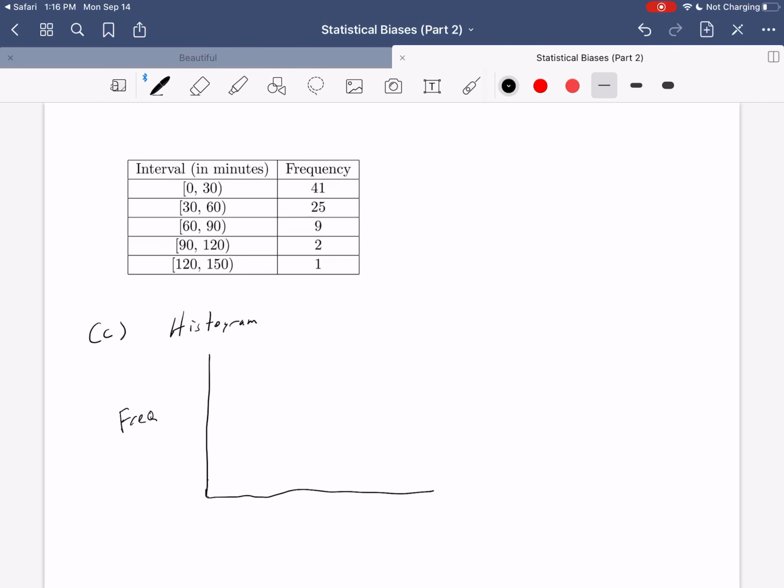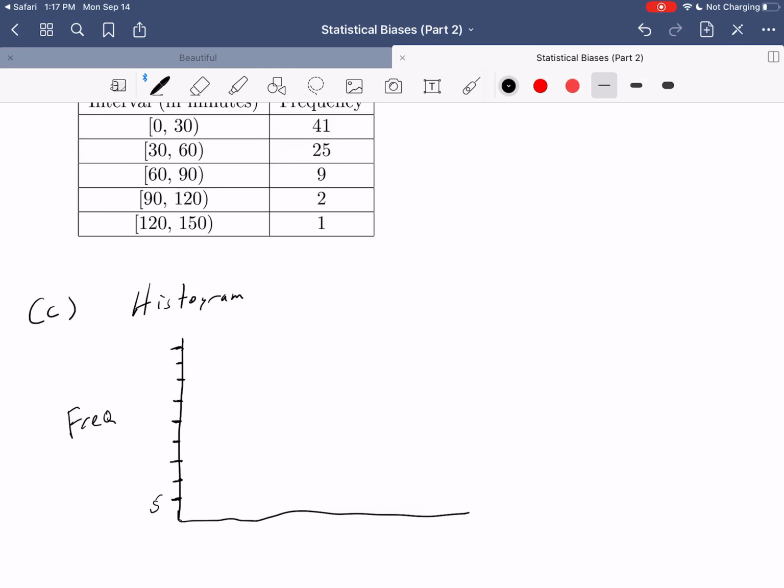So I guess we could go by something like 5, 10, 15, 20, 25, 30, 35, 40, and 45. We'll zoom in a little bit to get a better picture. 5, 10, 15, 20, 25, 30, 35, 40, and 45. And then for our classes, I will start all the way over here because the first class starts at 0. So 0, 30, 60, 90, 120, and 150.